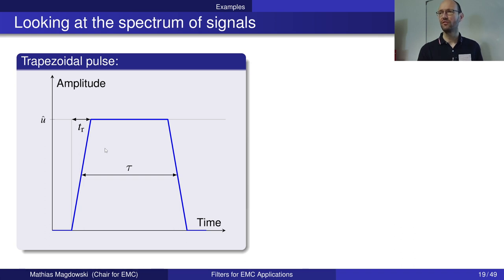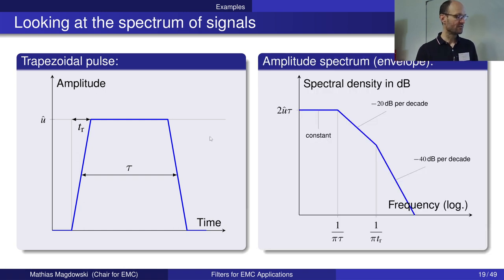Have you heard of Fourier series and Fourier transform? Yeah. So if we do it for this, then the result would look like this, at least if we look at the envelope of this amplitude spectrum. Then we get something at small frequencies, which is constant. And then there's the first corner frequency or first break frequency somewhere here. And this depends on the pulse width here, on this tau, which is the pulse width. And after this first break frequency, the amplitude goes down with minus 20 dB per decade.